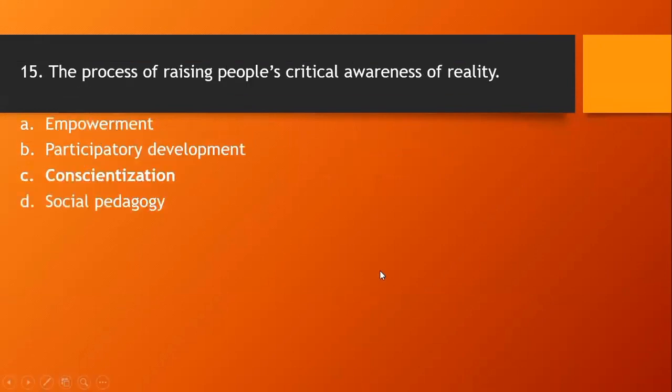Okay, number 15. The process of raising people's critical awareness of reality. What's your answer here? Conscientization. Minerva. How about the others? Letter C. Maxi, letter C. Ma'am Celine, letter C. Gialine, letter C. Gladys, letter C. Correct answer is letter C, conscientization. This is coming from the work of Paulo Freire, if you can still remember, liberating education.